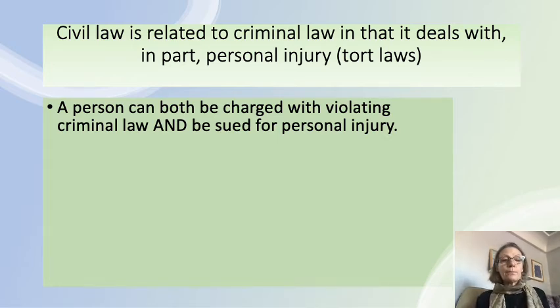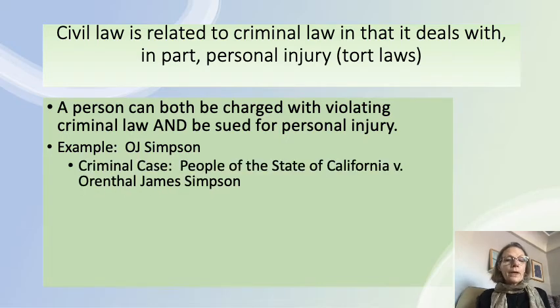So a person can be both charged with violating criminal law and they can be sued for personal injury. And the great example of that is O.J. Simpson. Okay. And in a second, when we look at the comparison as you're reading in the textbook, you might be saying, wait a second, isn't this like double jeopardy, being tried twice for the same crime? No, it's not double jeopardy, because O.J.